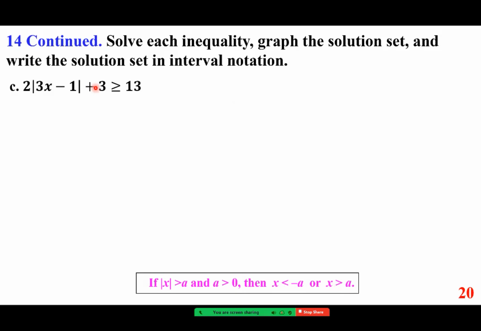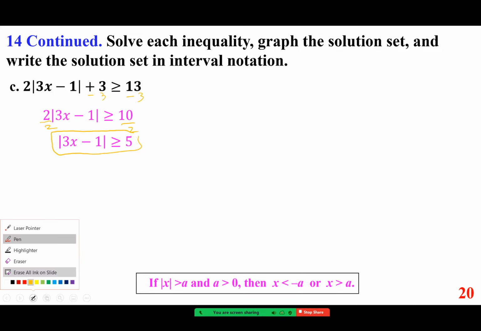First and foremost, let's move the 3, meaning subtract from both sides. Let's move the 2, that means let's divide both sides by 2. Now that is isolated, let me box that. I want to make sure this is extremely important. You can't touch it until it's absolutely isolated.